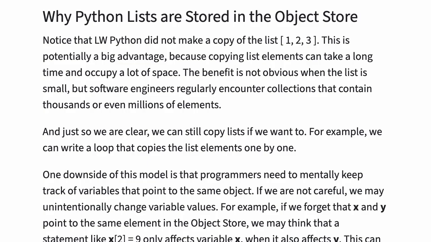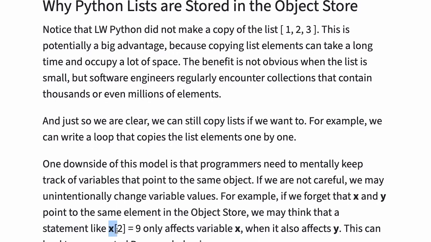And just so we're clear, we can still copy a list if we want to. For example, we can write a loop that copies the list elements one by one. One downside of this model is that programmers need to mentally keep track of variables that point to the same object. If we're not careful, we may unintentionally change variable values. For example, if we forget that x and y point to the same element in the object store, we may think that a statement like x[2] equals 9 only affects variable x, when it also affects y. This can lead to unexpected program behavior.